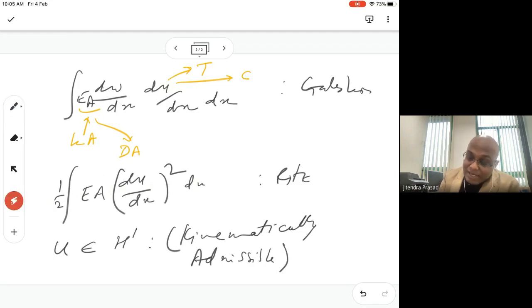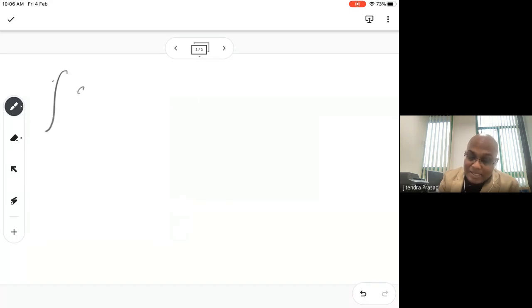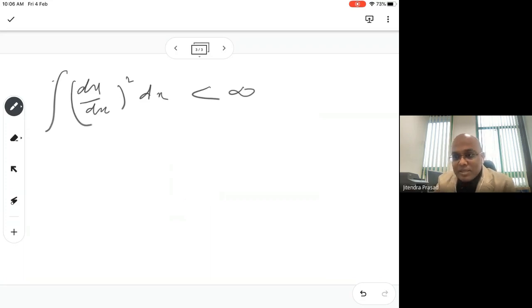Here there are a few things. First of all, this has to be integrated, and this is a square of it. We have this also: the derivative of U should be such that it can be integrated. So our requirement is that the integral of du over dx squared dx has to be less than infinity. So this is one requirement.